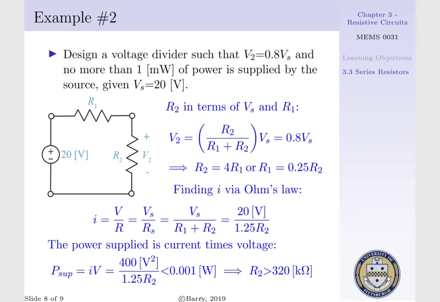Thus, we've designed a voltage divider such that no more than 1 milliwatt of power is supplied by our source, given that V2 is equal to 0.8 Vs.